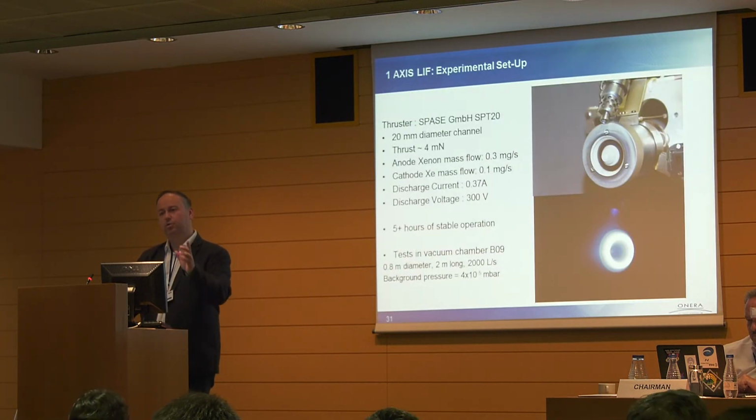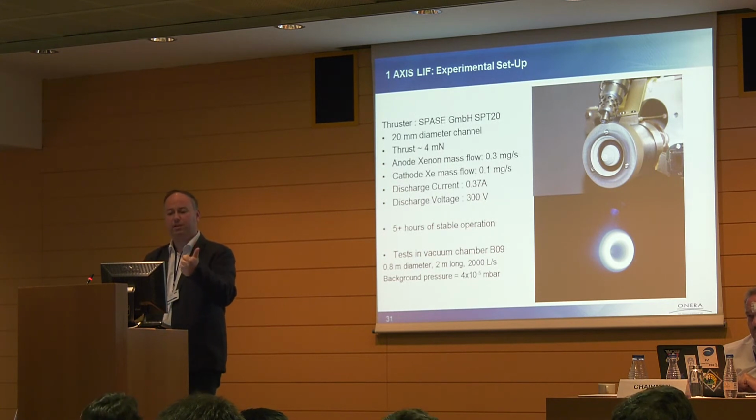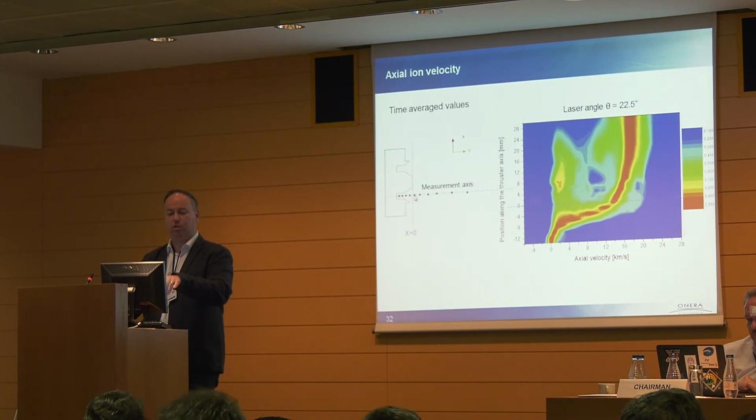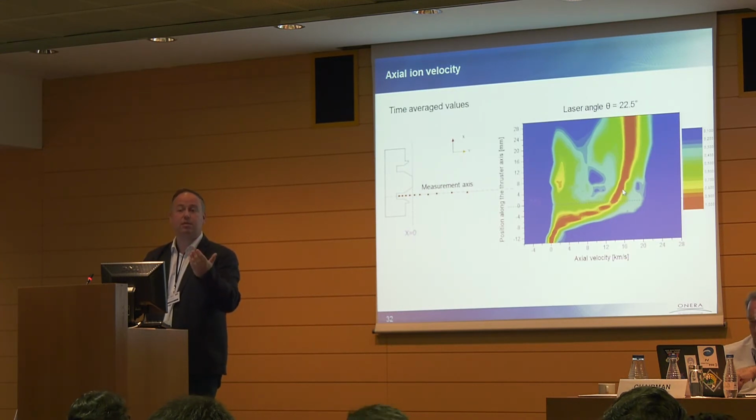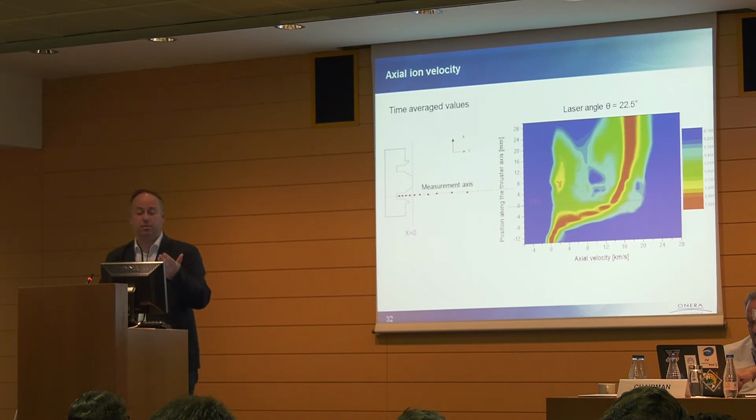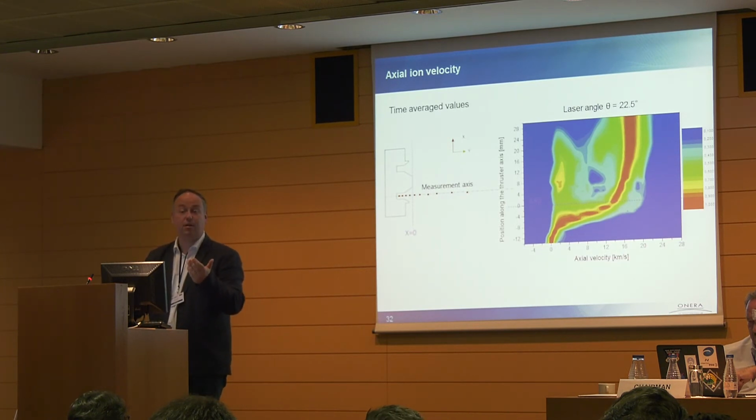And so I will do three examples. First, one-axis LIF. We use here an SPT thruster. Just to show you, we measured on a Hall effect thruster at different points along an axis in front of a channel, and you get this type of result from laser-induced fluorescence. This is the position from the exit of the thruster in millimeters, and this is the axial velocity. Each color means the density of the fluorescent signal, a measurement of the density of particles at that velocity and at that position.